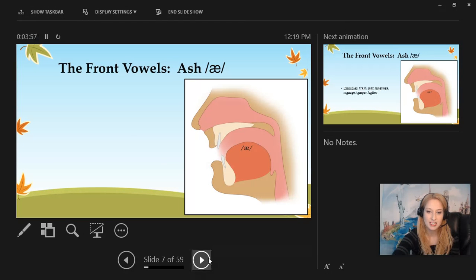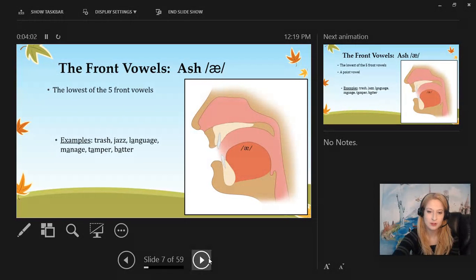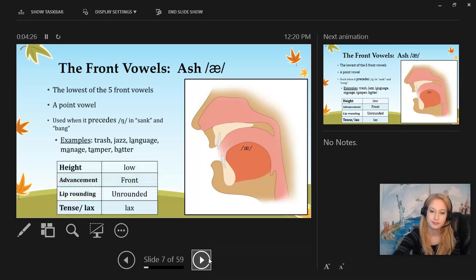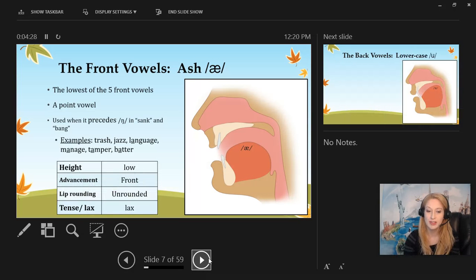Next we have ash. It's the lowest of the five front vowels. It's a point vowel because it's the lowest. Used when it precedes the N sound, the NG sound in sank and bang. Some other examples are trash, the sound, jazz, language, manage, tamper, batter. It's low, it's a front vowel, your lips are unrounded, and it is lax.